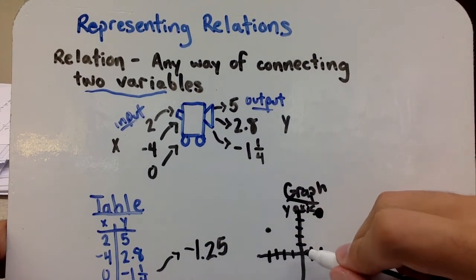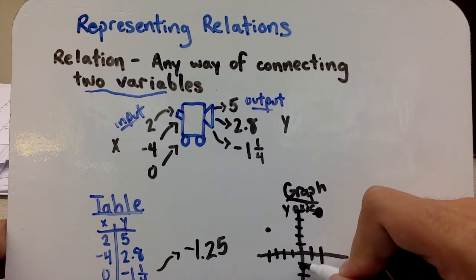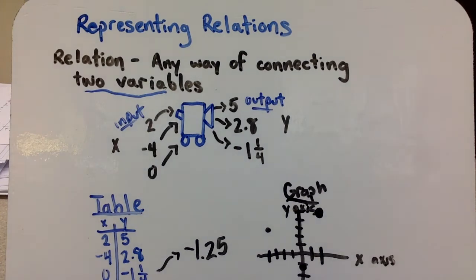So I would go 0 on the x. I don't go anywhere, and it's a -1.25. That's -1, and -1.25 is closer to -1 than to -2, so it'd be a dot right there.